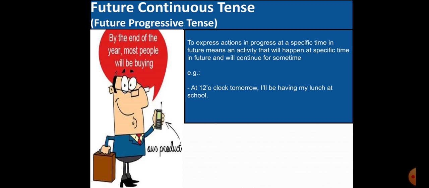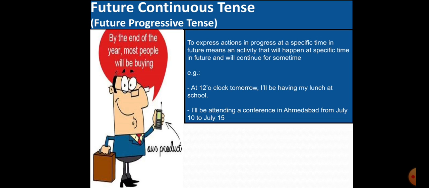Not necessarily that you started at 12. You may have started at 11, let's say 11:45 or 11:50. And your lunch is going to continue after 12 also, but at 12 o'clock you will be having your lunch. Are you able to understand, students, that at a specific time the activity is in progress? Okay, let's take one more example.